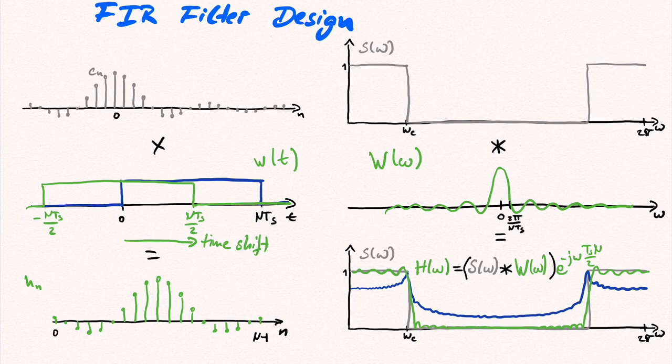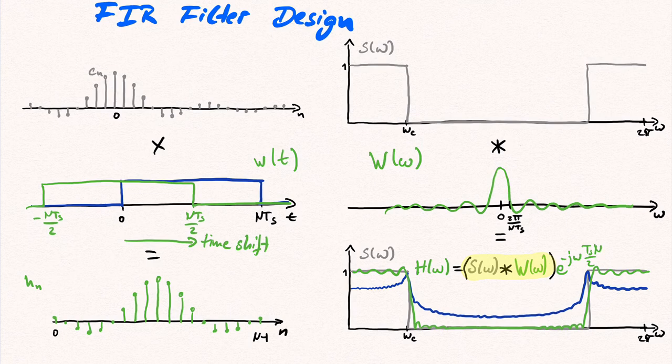Since in the time domain we have taken a symmetric window w and then shifted the taps after the multiplication, in the frequency domain H of omega is obtained by first convolving the purely real-valued S of omega with a now purely real-valued W of omega, and then multiplying with a complex exponential e to the power of minus j omega Ts N half. So only two real-valued functions have to be convolved, which avoids the phase distortion leading to the poor filter performance seen in the previous example.